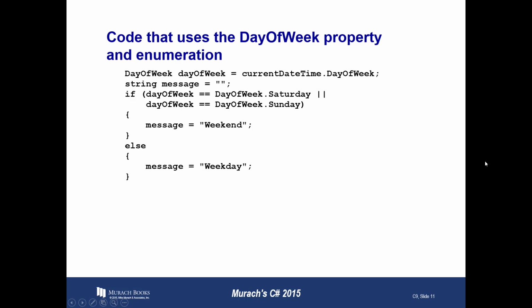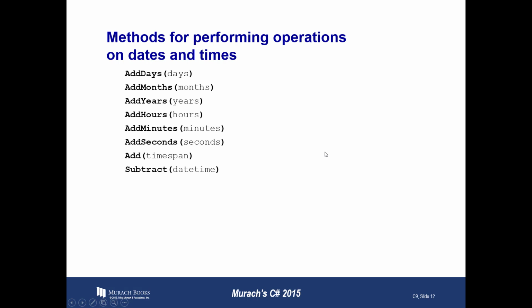All right. Here's code, as it says, that uses the day of the week property and an enumeration. So you can ask if it's a Saturday or a Sunday. And if it's one or the other, you can say it's the weekend. Otherwise, it's a weekday. All right.